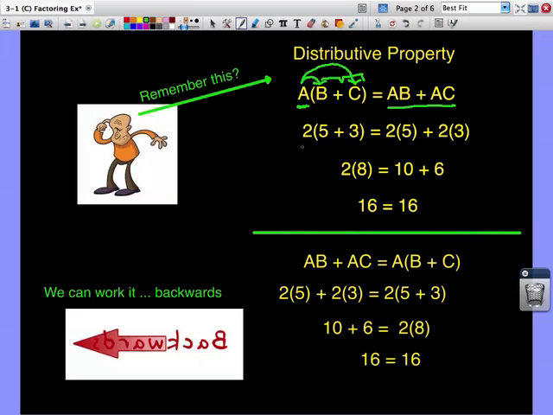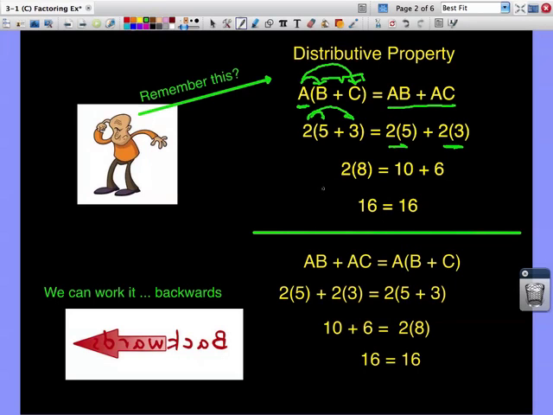Here's an example of it. So 2 times 5 plus 3. If I distribute this 2, I get 2 times 5 plus 2 times 3. Okay, 2 times 5 is 10, 2 times 3 is 6, and it equals 16. So that's a very quick review of the distributive property.